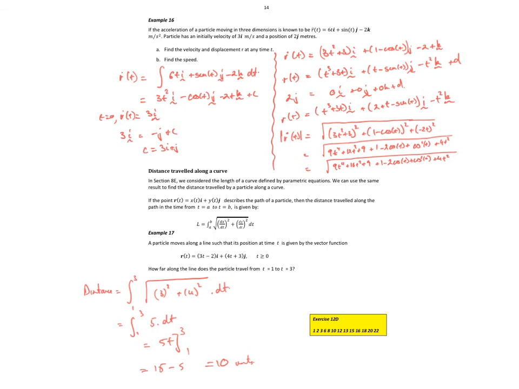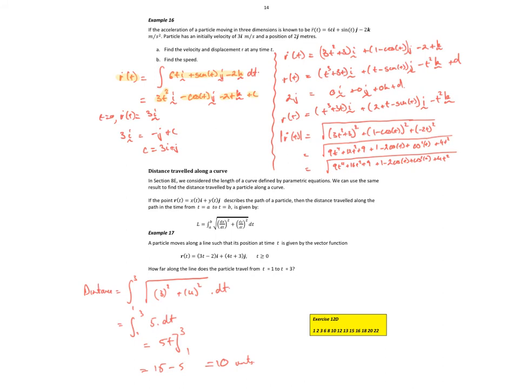16, a little bit messy, same sort of thing. We've got our r double dot of t, so we've got our acceleration vector given, with an initial velocity of 3i and a position of 2j. Find the velocity and displacement at any time. So obviously our velocity, r dot of t, is the antiderivative of our acceleration. Carefully anti-differentiating, add 1 to the power and divide by 2. The antiderivative of sine is negative cos. The antiderivative of negative 2 is negative 2t plus c.